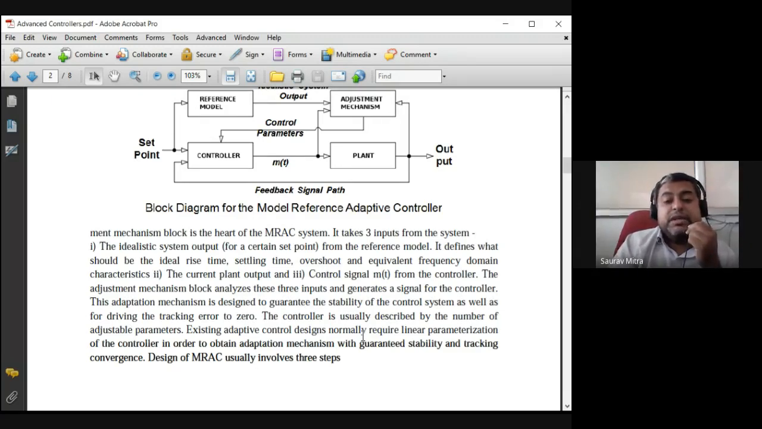The controller is usually described by the number of adjustable parameters. So how many parameters we are managing, how many parameters we are measuring or controlling. This is a very important characteristic for the overall MRAS system. Existing adaptive control designs normally require linear parameterization of the controller in order to obtain an adaptation mechanism with guaranteed stability and tracking convergence. So the design of MRAC involves three steps.